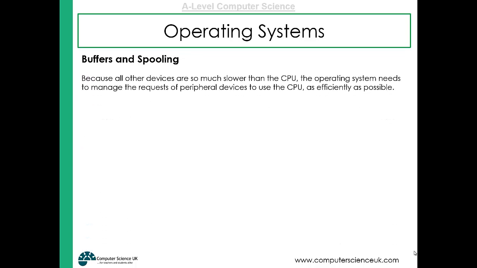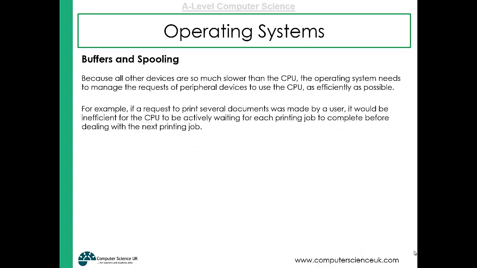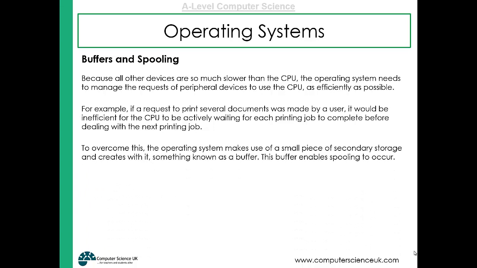Buffers and spooling. So all the devices that are connected to the computer are much, much slower than the CPU. And the operating system needs to manage the requests from these devices to use the CPU as efficiently as possible. So if you think about a request to print several documents, maybe the user wants lots of pages printed out, it would be inefficient for the CPU to be just waiting for each printing job to complete before dealing with the next printing job. What it would want to do is just carry on processing loads of other applications so that the computer continues to work quickly.